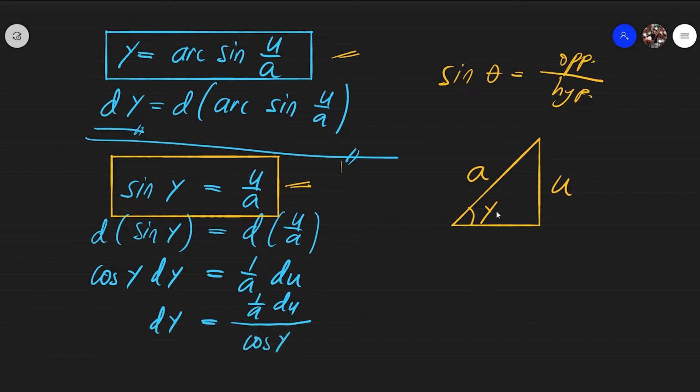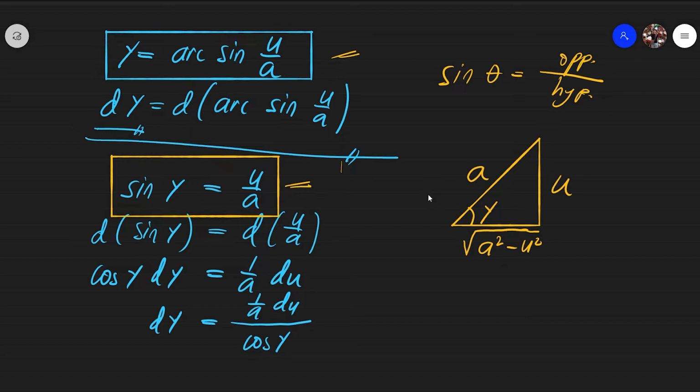Okay, so applying the Pythagorean theorem, you will find that the side here is equal to the square root of a squared minus u squared. So this is the right triangle. From this right triangle, you can actually get all the trigonometric functions. For example, sine y is equal to opposite over hypotenuse. That's why your sine y here is u, the opposite, over a, the hypotenuse.